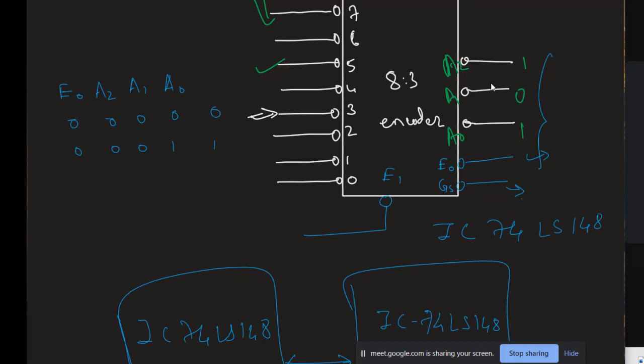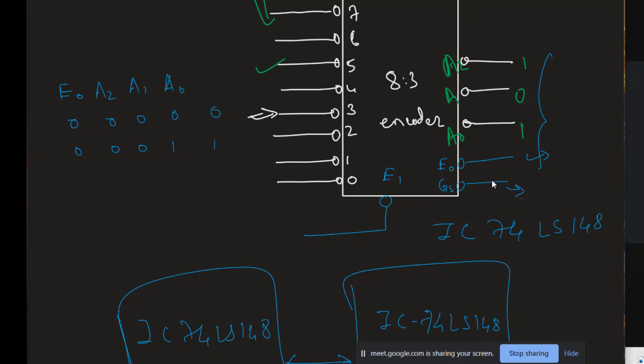This much is okay. You have the 8 different inputs and the one active low enable input. Remember I said active low since there is a bubble, and all 5 output lines are active low. Is it clear? I hope so.